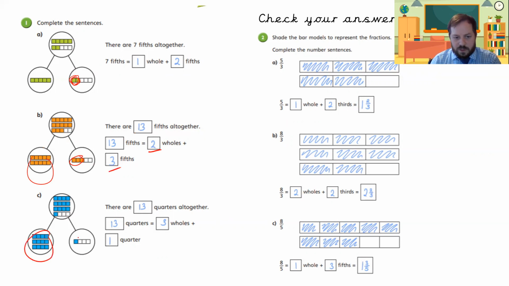Then 3 whole ones and 1 quarter. You could write this as 2 and 3 fifths, and you could write this as 3 and 1 quarter. Always make sure that the whole number looks bigger than the fraction as well, because it just helps you see the difference between them. Up here, 5 thirds, you could draw it out to help you. There's 5 thirds, that's 1 whole one, 2 thirds left over, which is written like this. And the same goes for the rest of them here.